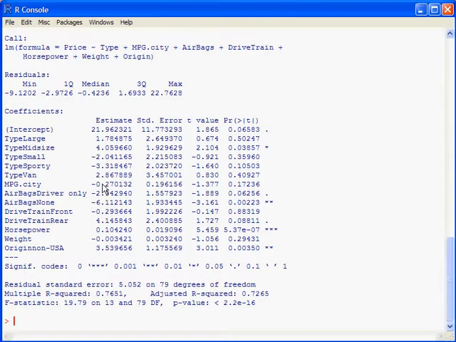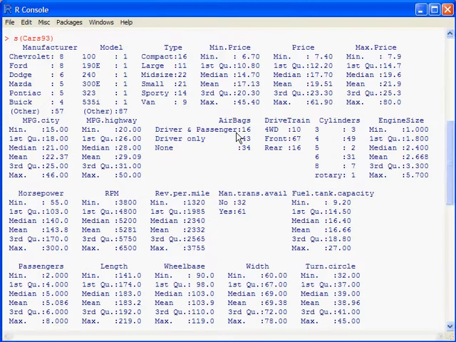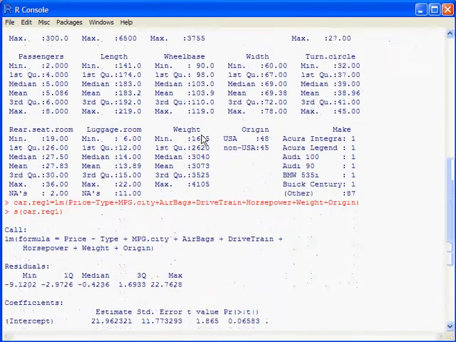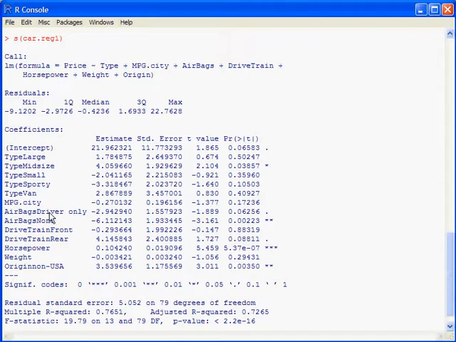Miles per gallon in the city, negative. So each additional mile per gallon, $270 less, since the dependent variable is in thousands. Again, for airbags, we have two dummy variables that compare to an omitted category. Airbag driver only and airbag none tell us how these cars compare to the omitted category. If we go back up and look at the categories, driver and passenger is the first category alphabetically, and that is omitted. So these coefficients tell us how these cars compare to a car that has both driver and passenger airbags. If you only have a driver but not a passenger airbag, $2,943 less. If you have no airbags, compared to both driver and passenger airbags, about $6,000 less.